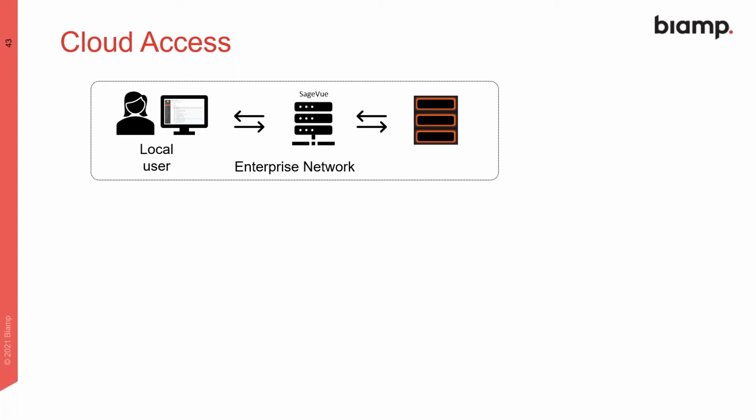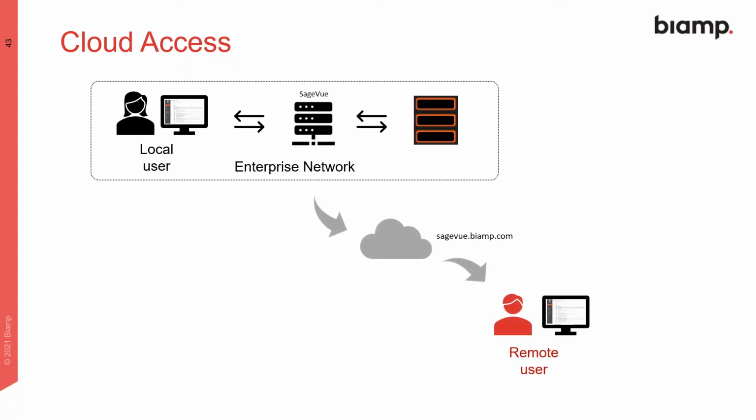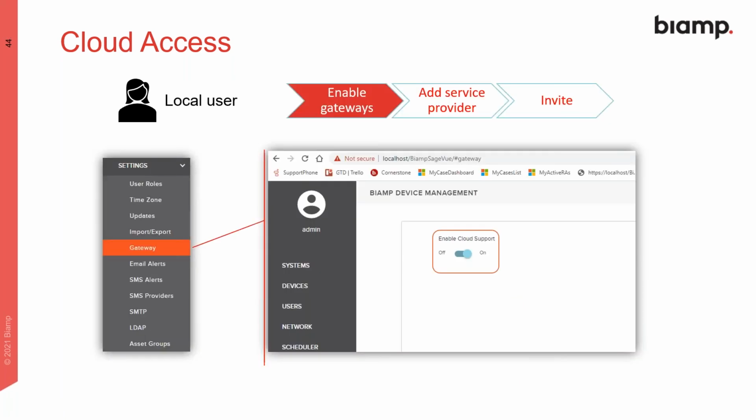Along with email alerts, we have this concept of cloud access. Cloud access is a way to give a third-party support access to your instance of SageVue without them necessarily needing to either remote in or be on your same network. They can actually view your instance of SageVue and any faults or alerts or things that are going on in real time via that connection. And that's through that sagevue.biamp.com portal, where your gateway was registered during installation.